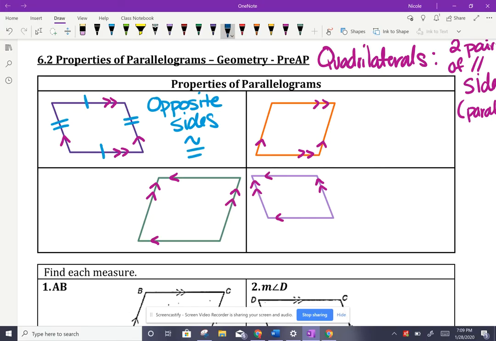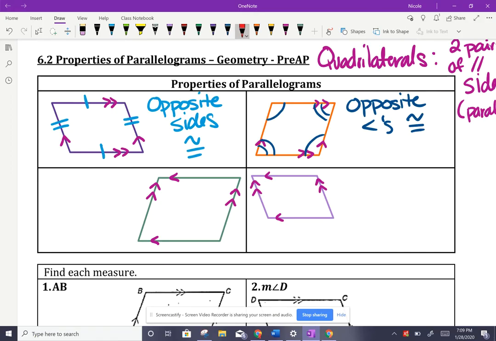Okay. Our second major property is that opposite angles are congruent. So this angle is congruent to this angle, and these angles are congruent to each other. So opposite angles are congruent, opposite sides are congruent. What else can we discover?